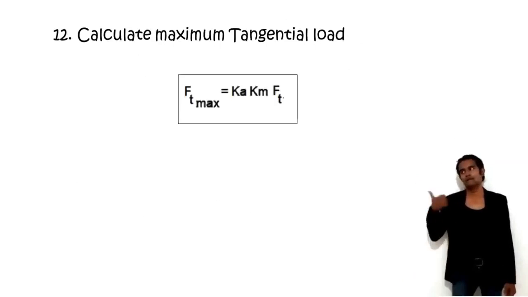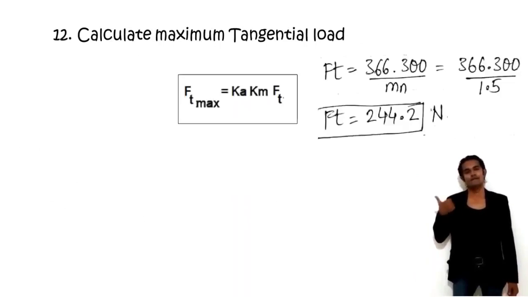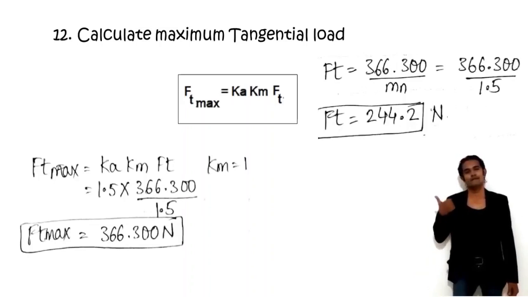Next we have to calculate the maximum tangential load, that is Ka Km Ft. Right now, for tangential load, we've got the formula as 366.300 upon mn. Mn we have assumed as 1.5, so we are getting the tangential load as 244.2. Km we don't have, so we are going to assume 1, and CS or Ka, service factor, is given in the numerical, which is 1.5. So after calculation I found out maximum tangential load as 366.300.